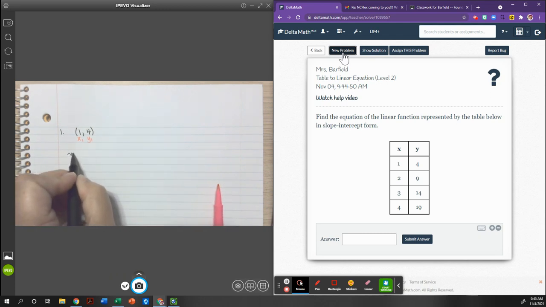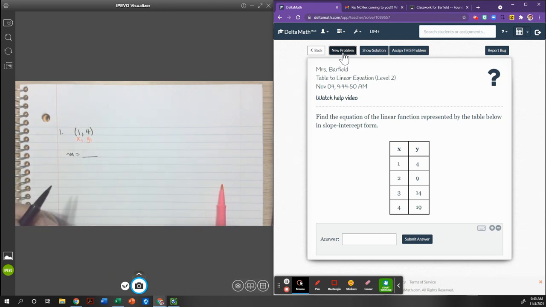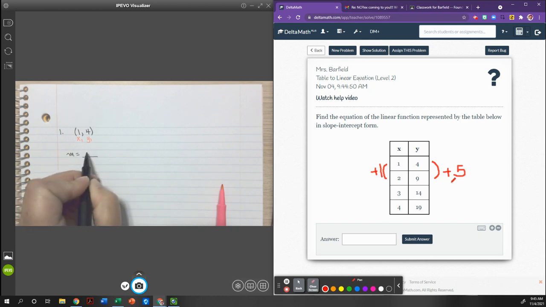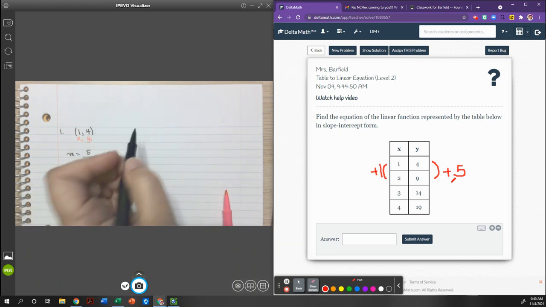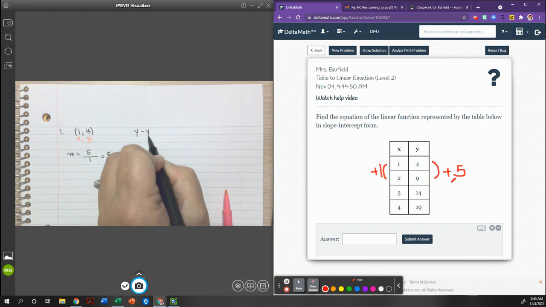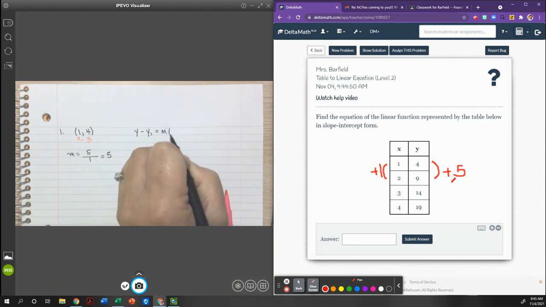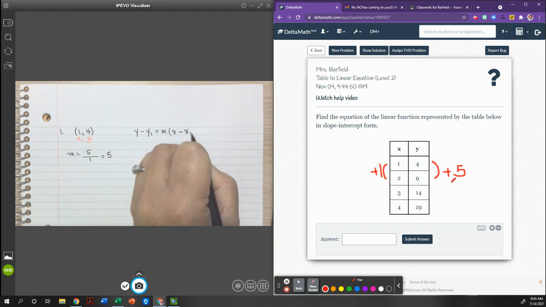Now I'm going to get my slope. So I'm going to go over here. Let me grab my pen. To get from 4 to 9, I'm going to add 5. To get from 1 to 2, I'm going to add 1. So that's going to be over here on my paper, 5 over 1, which equals 5. You should get this formula memorized as soon as possible.